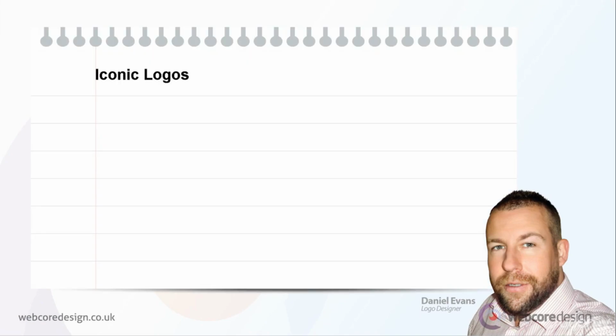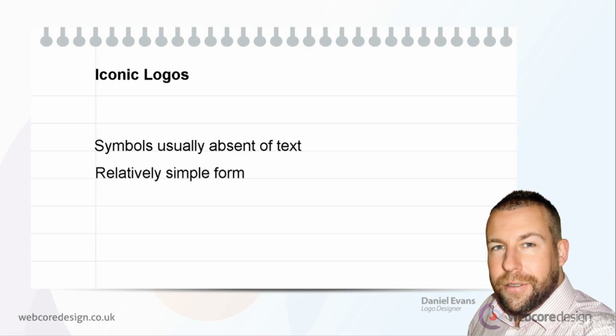Iconic logos are symbols which are usually absent of text. They're relatively simple in form, which in turn makes them easy to recognise. Iconic logos are also easily married with text. There may be other versions of the logo that feature the text alongside the icon. However, the iconic element, especially in this context, is the symbol. I'll now go on to show you some iconic logos of my own, and I'll explain each.